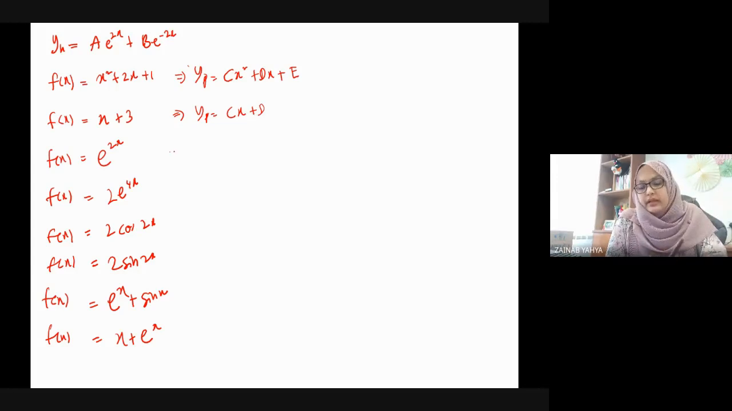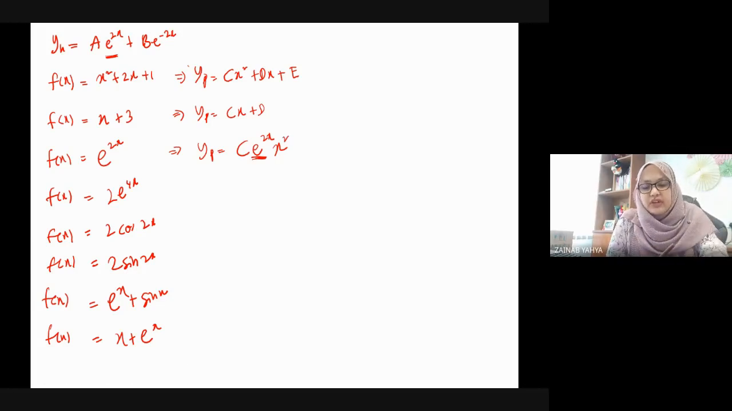Okay, and then here exponent 2x is exponential. So a, b, c, we start with c: c exponent 2x. But here you see exponent 2x is the same term in yp and yh. So it cannot be exactly the same. If you got a term in yp that is the same as in the yh, you need to multiply by x for the yp. If it's still the same, you need to multiply by x squared.